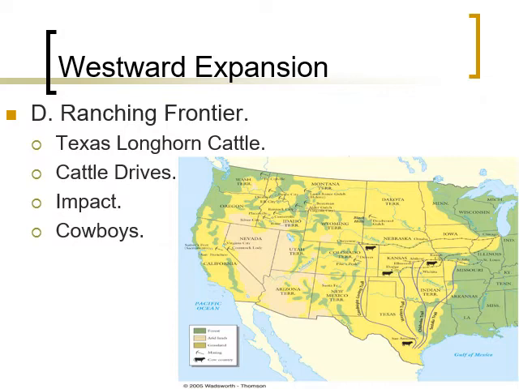Another sort of environmental impact is wherever the cattle went, they ate up all the grass. So that caused some of the buffalo to have to travel further west, looking for grass as well, looking for their food source, if you will.